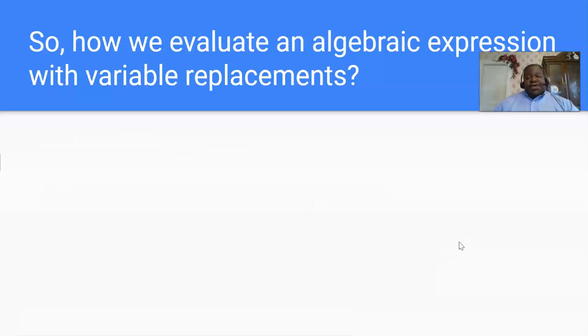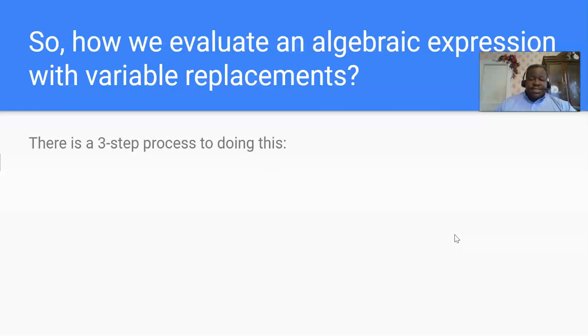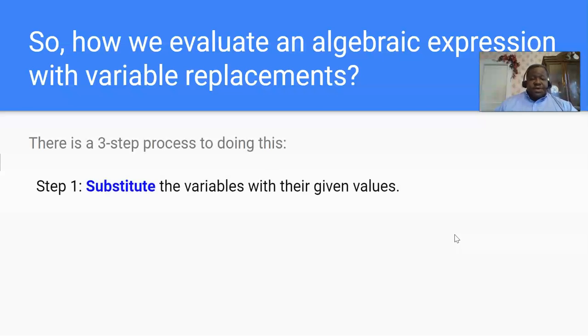So how do we evaluate an algebraic expression with variable replacements? Let's think about what we've already talked about. I've given you a definition for algebraic expressions, and now we looked at the substitution property. So to evaluate an algebraic expression with variable replacements, there's a three-step process that we're going to use. The first step is we're going to substitute the variables with their given values, and we'll look at that in the examples in just a moment.